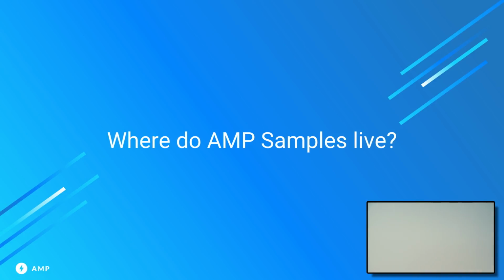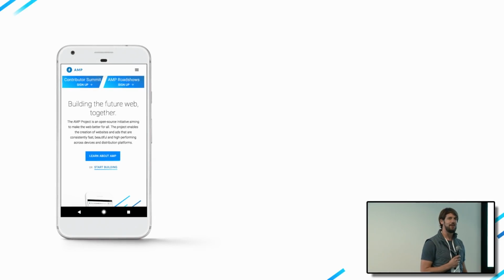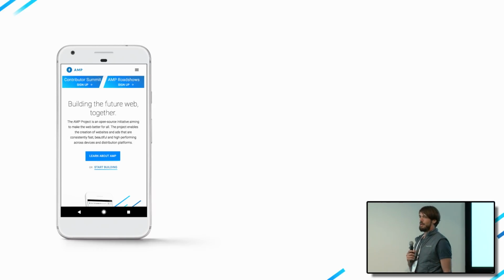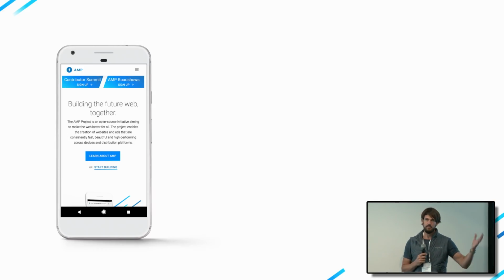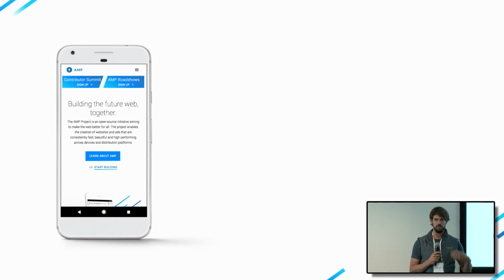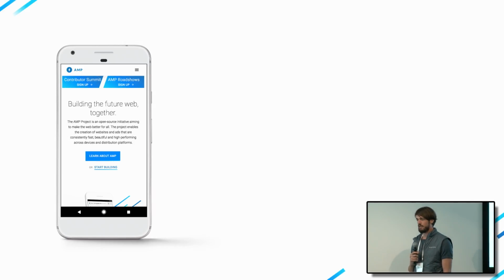So the next question is: where do samples live in the AMP ecosystem? We are in a lucky situation, I could say, because we have many sites where we have AMP samples. Of course, we have amp.project.org, which is the official AMP homepage. This is the place where the official documentation lives, so we have samples there as part of the guides and the reference documentation.